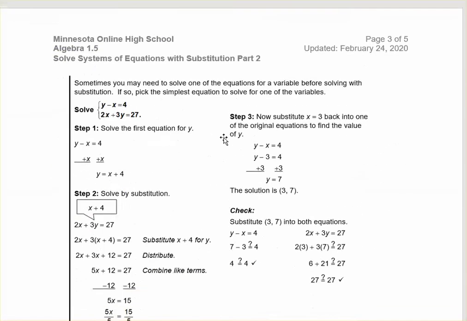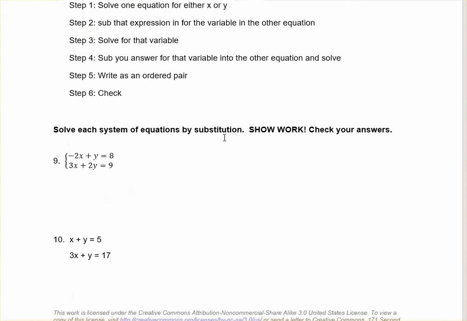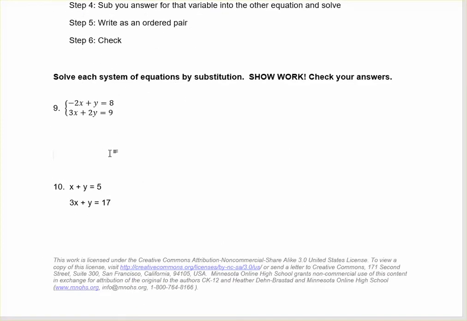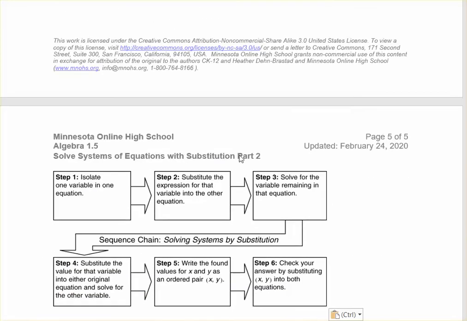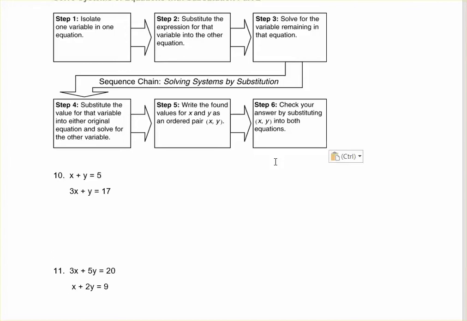So I'm going to copy this sequence chain so that I can see it while I'm doing my work. I'll just put it right here. All right, so let's do number 10. Let's decide first of all, in which equation should I solve for x or y? There's lots of good answers for this one because it's not very hard to solve the first equation for x or for y, and it's not very hard to solve the second equation for y. Either of them would be pretty easy.